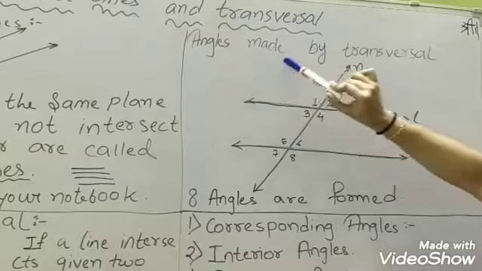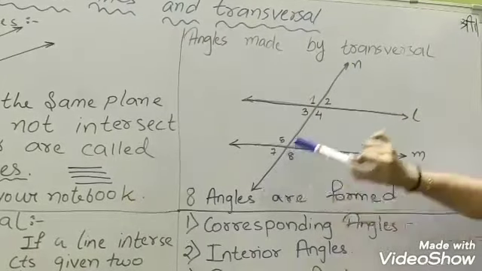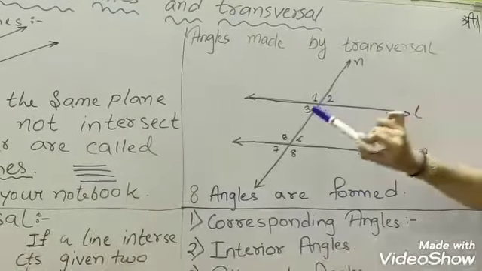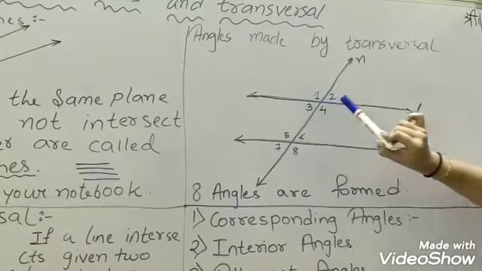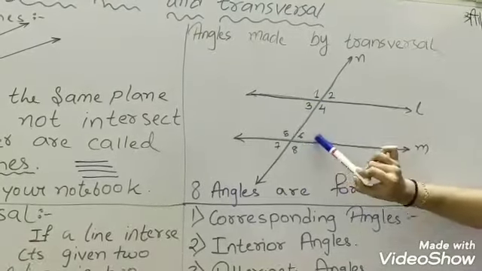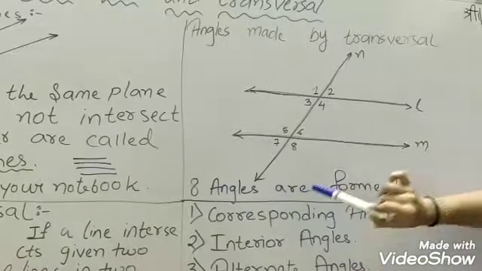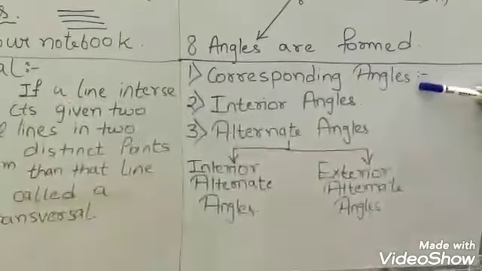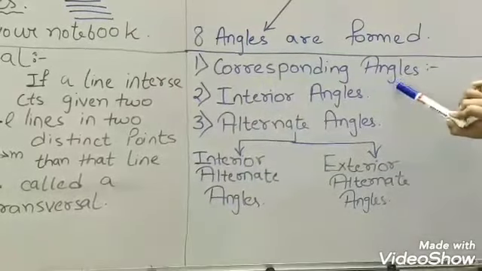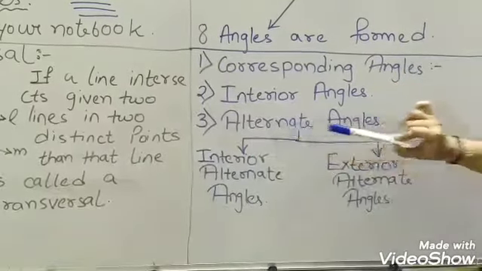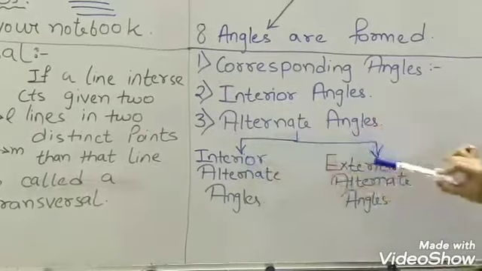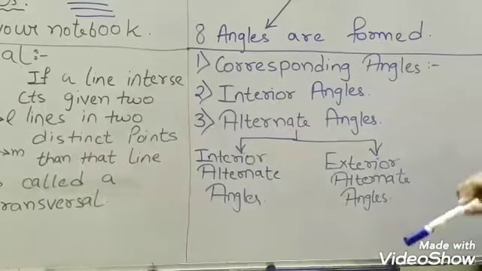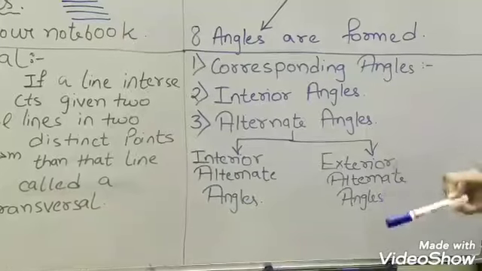Now, let's see the angles made by the transversal. This line is a transversal, and line L and line M are both parallel lines. Total number of angles formed are 1, 2, 3, 4, 5, 6, 7 and 8. Total 8 angles are formed by a transversal. Further we will study corresponding angles, interior angles, and alternate angles. Alternate angles are divided into two parts, that is interior alternate angles and exterior alternate angles. Now let's see corresponding angles in depth.